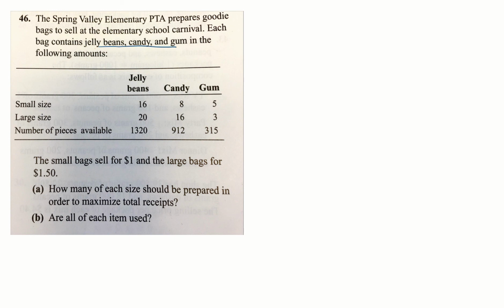Okay, so small size has 16 jelly beans. Oh, these are by numbers, okay. And we've got pieces available here. Small bags sell. We want to maximize the receipts. Maximize total receipts. Which means just the income. Not the net income, but the gross income, or the revenue.